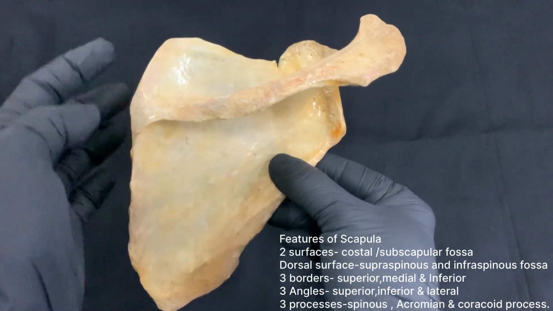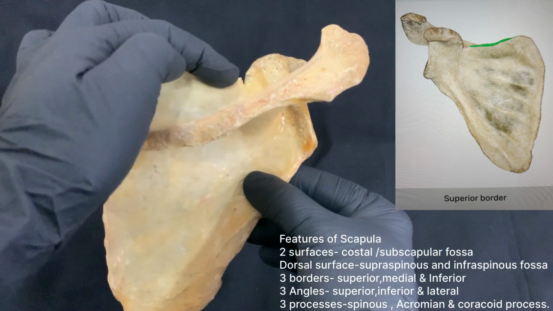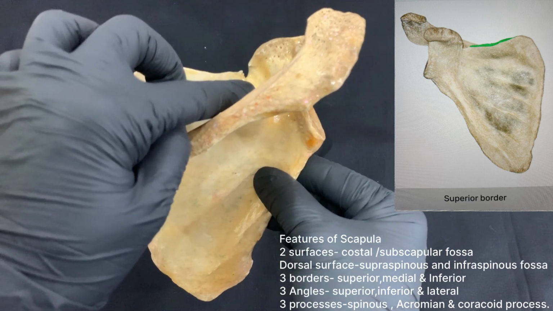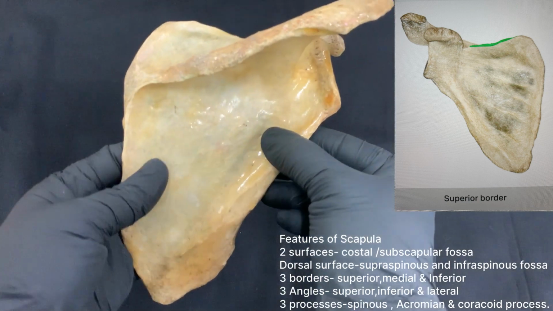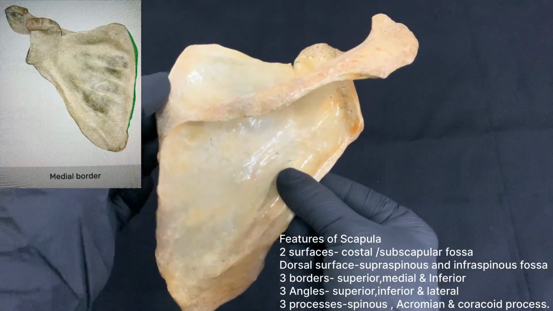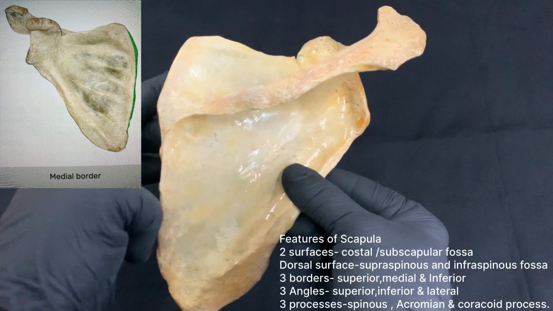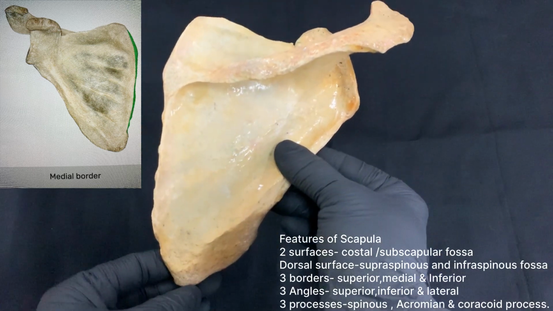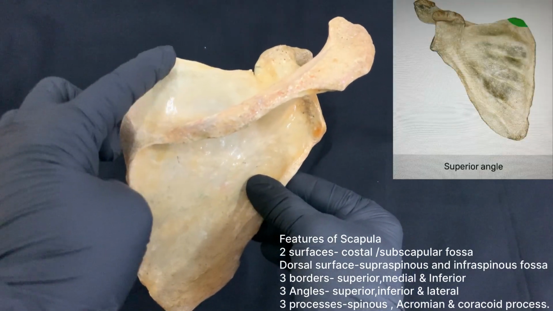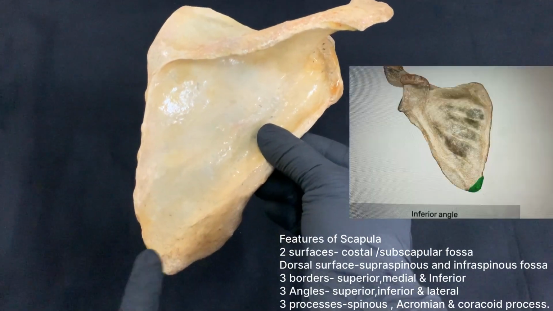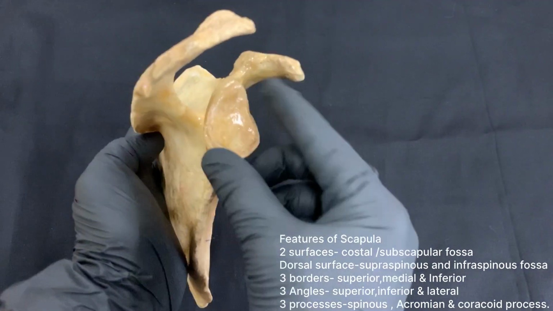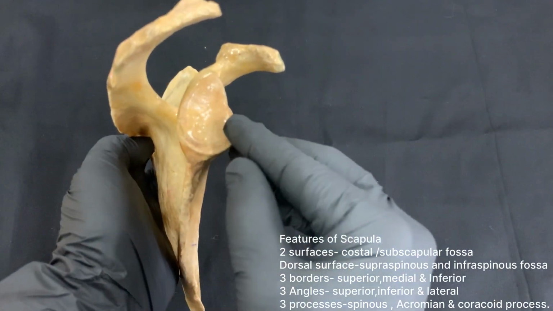The three borders are the superior border, which is thin and short and presents a notch called the suprascapular notch. The lateral border is thick. The medial border is thin, extending from the superior angle to the inferior angle. The angles are the superior angle, which is covered by the trapezius, the inferior angle, which is covered by the latissimus dorsi, and the lateral or glenoid angle, which is broad and bears the glenoid cavity.